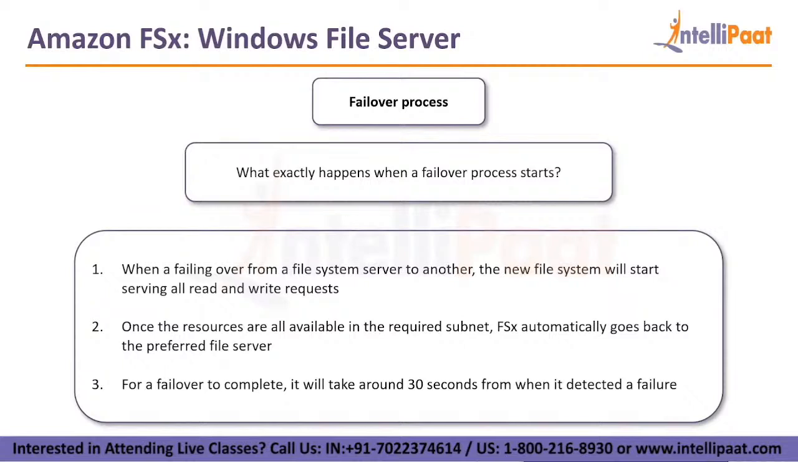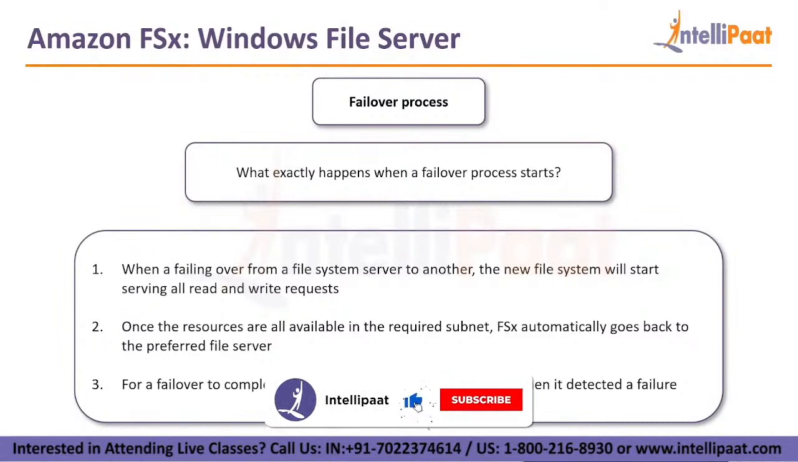When the failover process from one file system server to another occurs, the new file system will start serving all read and write requests. For example, when the primary server goes unavailable and the secondary server is available, all the incoming read and write requests will now start going to the secondary file server.